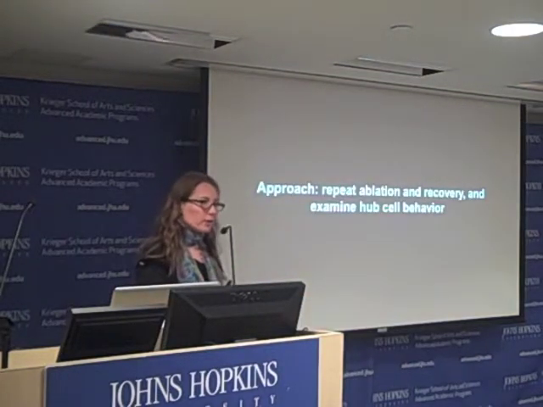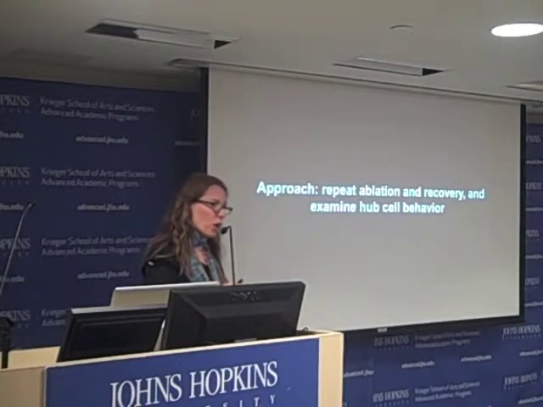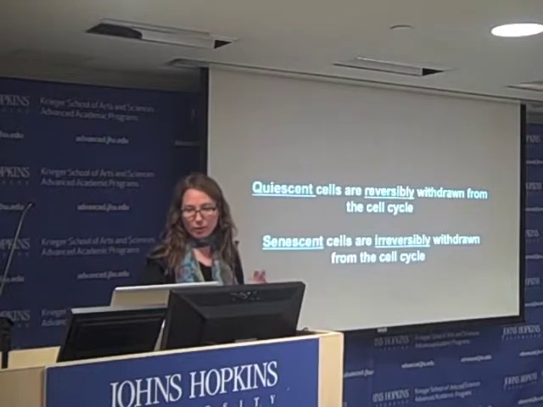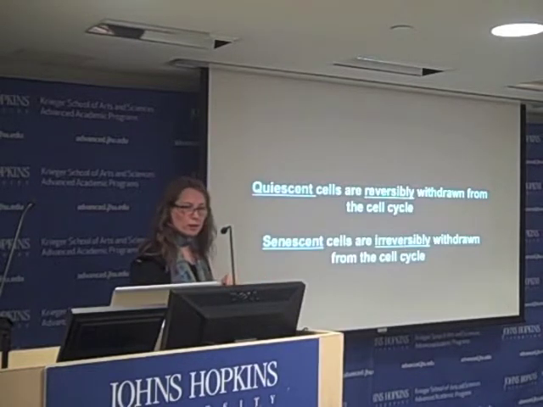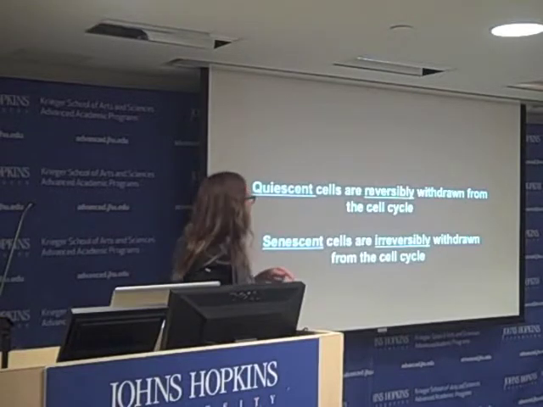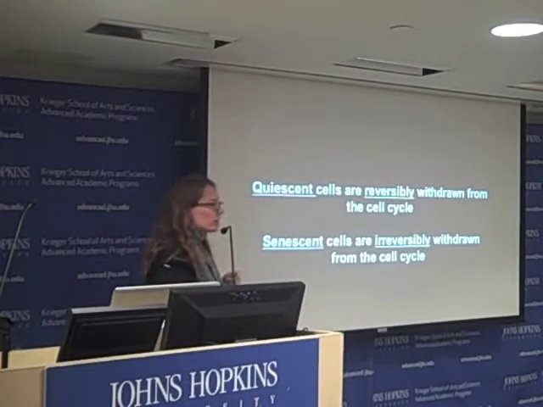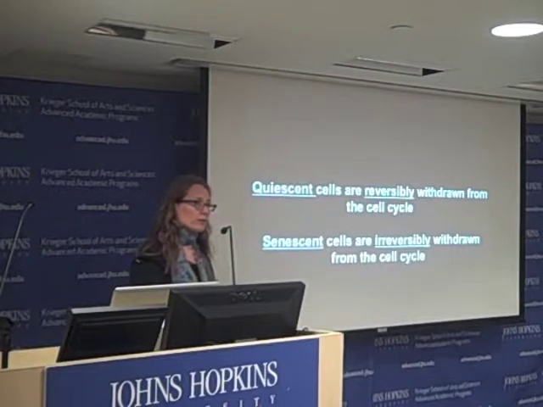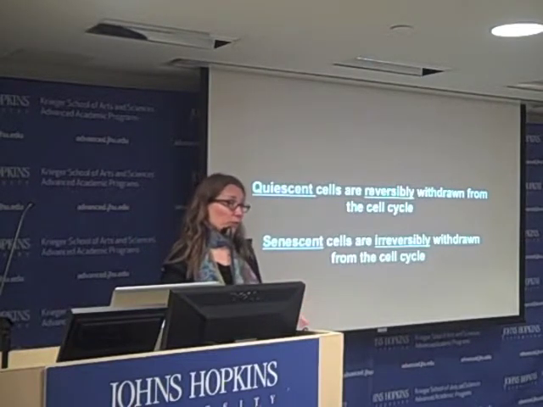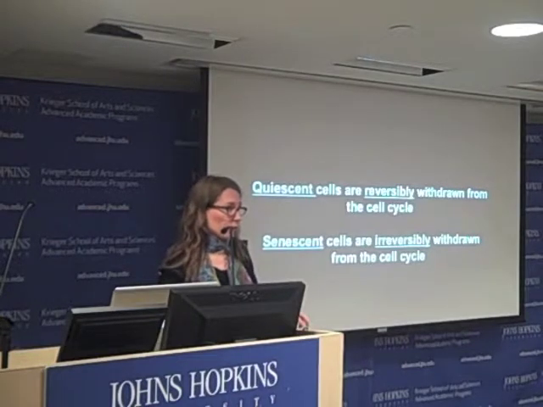And so we repeated this experiment, but now we used some markers to characterize the somatic cells that are left, and that happens to be the hub. Now I told you that the hub cells are quiescent, and quiescent means that a cell is reversibly withdrawn from the cell cycle. If you hear about a senescent cell, that's a cell that's thought to be irreversibly withdrawn from the cell cycle.